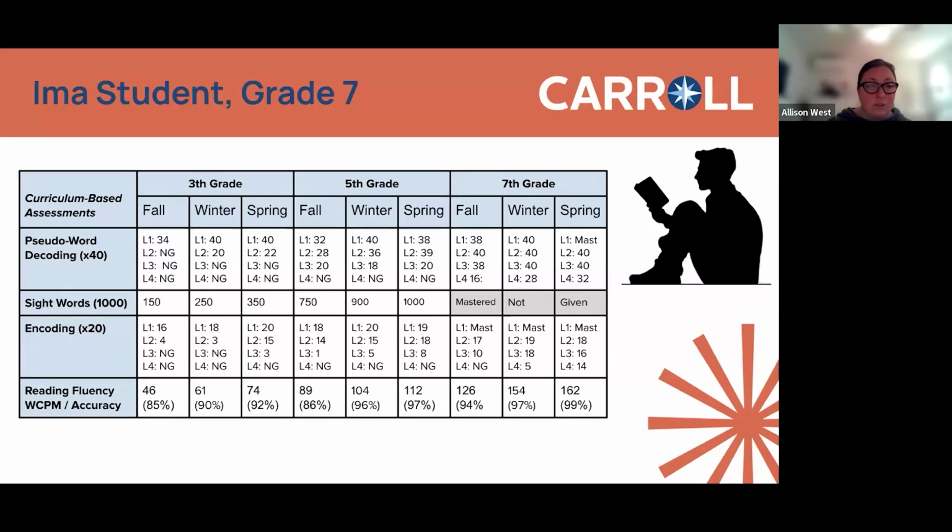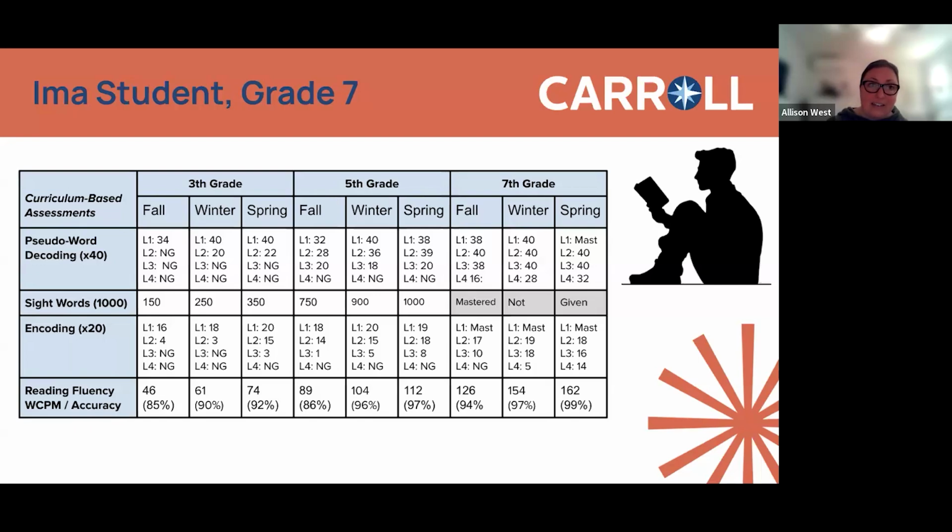At 162 words correct per minute at 99% accurate, placed Ima at the 64th percentile, which 2 years prior had been the 20th percentile. So again, knowing that mastery of levels 1 and 2 of Orton-Gillingham concepts told us that Ima was ready to unlock and harness the power of the fluency instruction, which Ima was able to really capitalize on. So this is a student at the end of 7th grade. Ima has closed that decoding gap and was ready for a hero's journey in 8th grade.